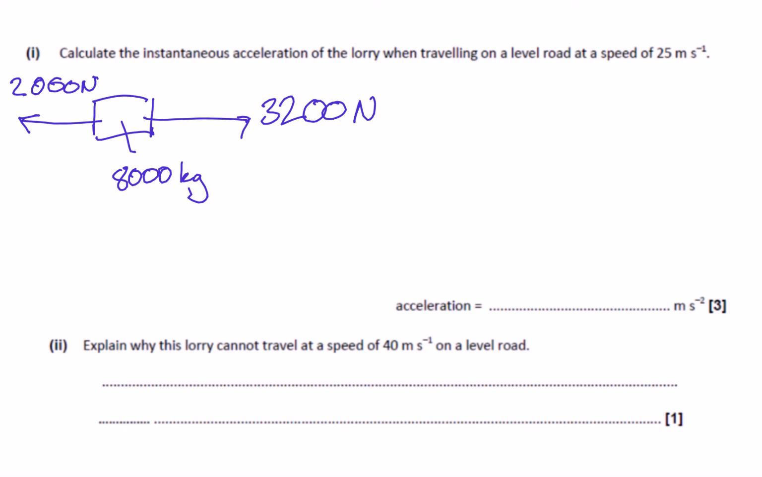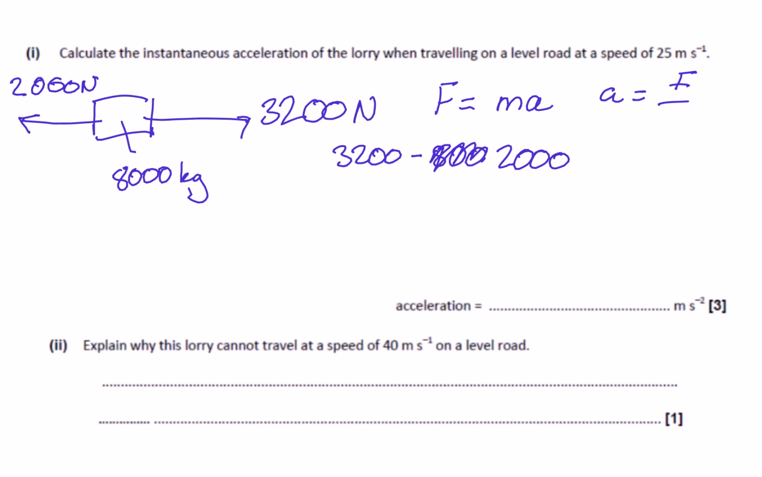So 2,000 newtons there. And we know that F is equal to ma, and most importantly the F in F equals ma is the resultant force, so that's going to equal 3,200 minus 2,000. And if we rearrange this, we're after the acceleration, so a equals F over m. So if I divide that through by my 8,000, that will give me an answer of 0.15 meters per second squared.